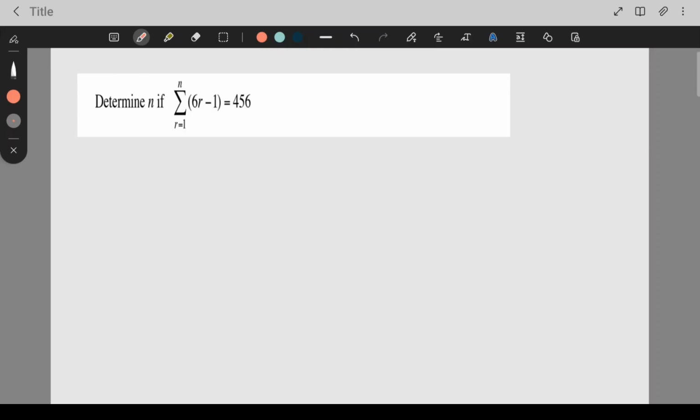Here we also have sigma notation. Can you see the difference with this question? The sigma notation is actually equal to a number. When the sum is given, we will work backwards. What do we do now? I'm going to give you the steps again, and then we take it from there.